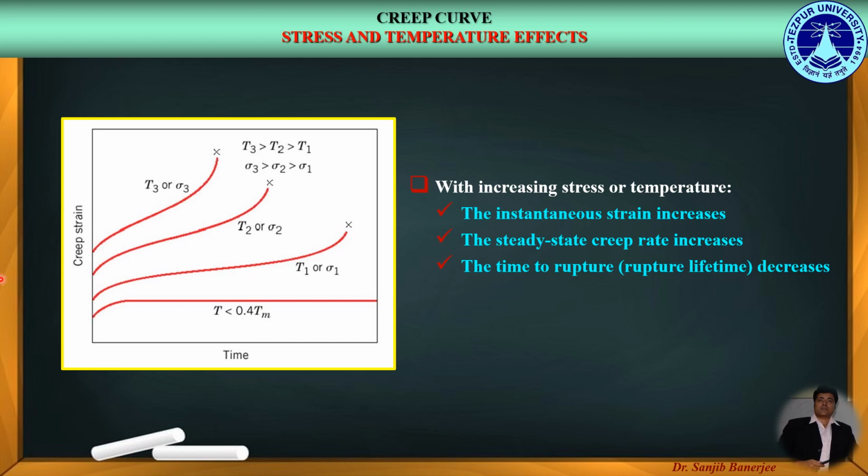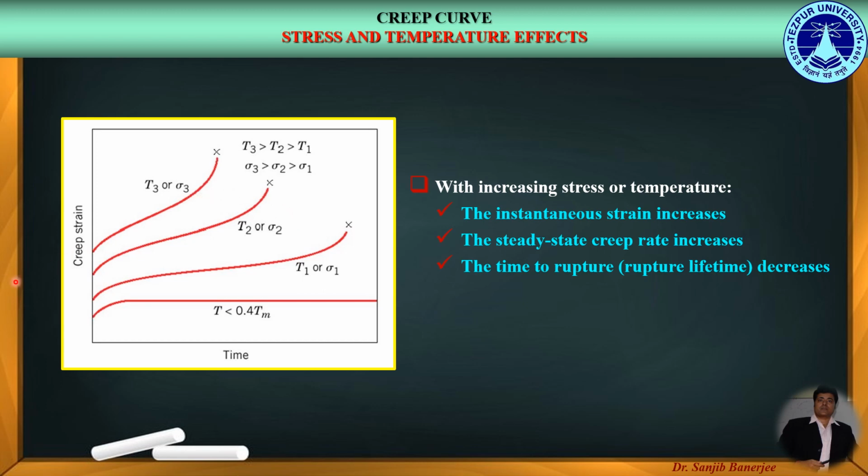In this section, we will learn about the effects of stress and temperature on the creep curves. Here in this figure, we can see that the lowermost curve is a very flat one, where the creep is not so significant because the homologous temperature is very low. Now above this particular curve, we get different creep curves at different values of stress and temperature. Over here, the temperature increases from T1 to T2 and then from T2 to T3, whereas the stress value increases from sigma 1 to sigma 2 and then from sigma 2 to sigma 3.